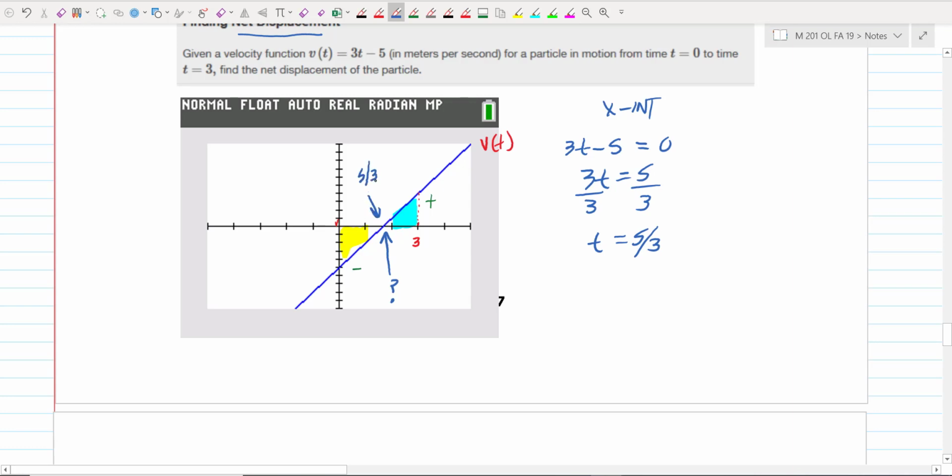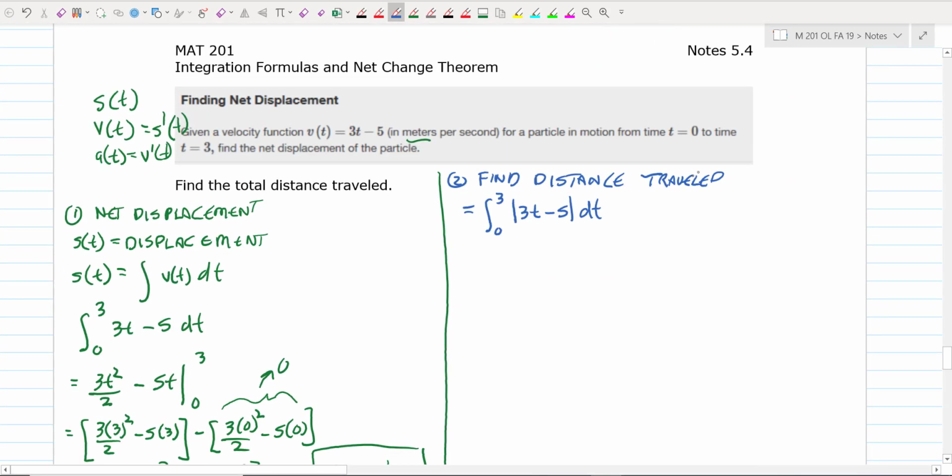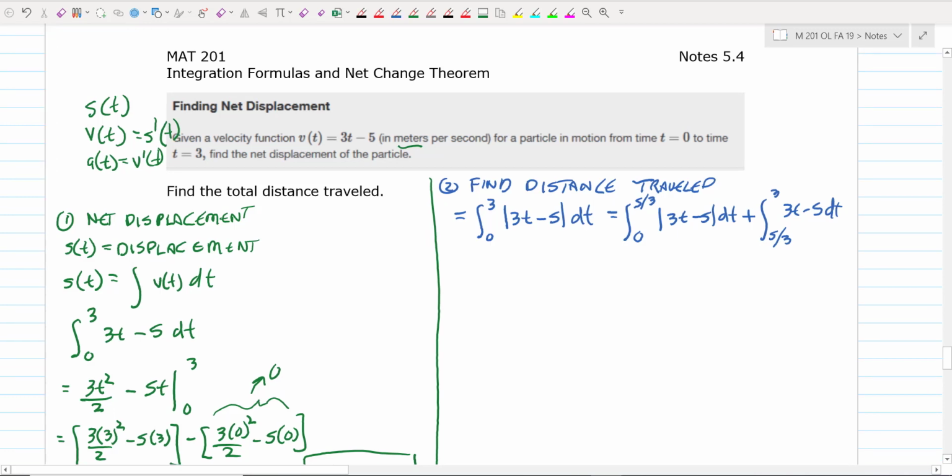So when we do our integral, we're going to be integrating from 0 to 5/3, and then we're going to be integrating from 5/3 to 3. That's the way I'm going to go about doing that problem. So I'm going to break this up like this: 0 to 5/3, and I need to make sure that I do the absolute value of whatever the answer to that integral is. Then I'm going to go from 5/3 to 3. I don't have to worry about the absolute value there, again, because that's a positive region anyway.